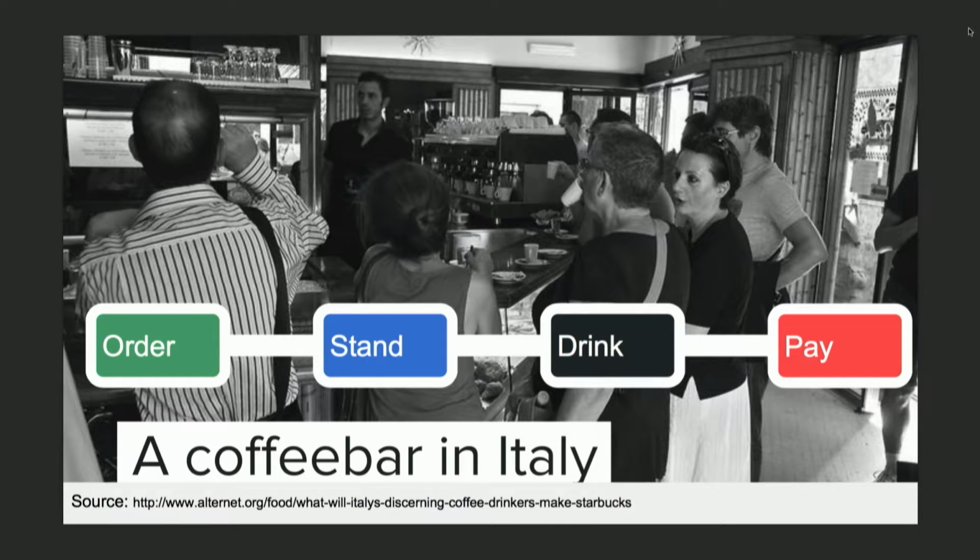If we compare this to what's happening in Italy, it's a slightly different world. This is what I mean about when you put your design out in the world, it's different in different places. And what is actually going on? What happens in Italy is slightly different and perhaps a little bit more civilized. You order, you stand there waiting for your order, they give it to you, and then you pay. Seems a bit old-fashioned, doesn't it? But it's quite typical in Italy.